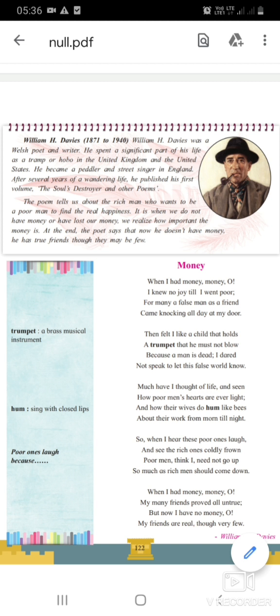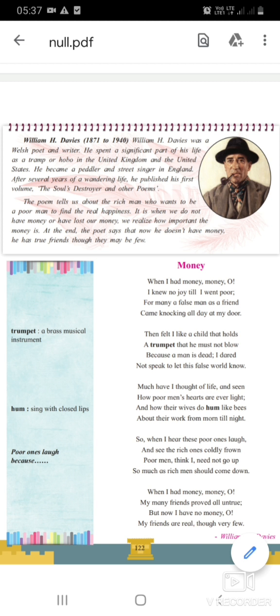Now, let's turn to the fourth stanza. So, when I hear these poor ones laugh and see the rich ones coldly frown. See here, in these two lines, you will find antithesis. And there are two pairs of opposite words. First one is in the first and second line of the fourth stanza. First pair in these lines is poor and rich. These two opposite words are used.